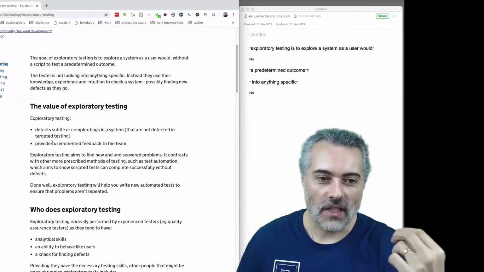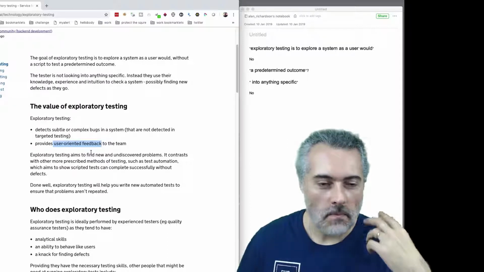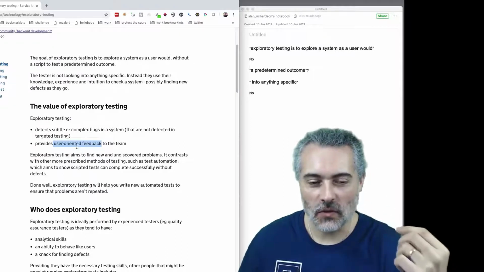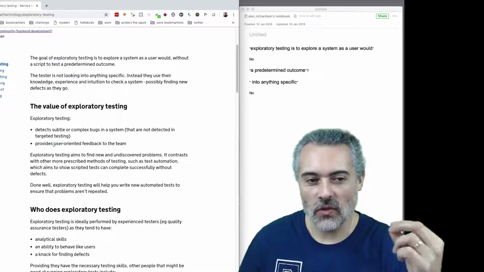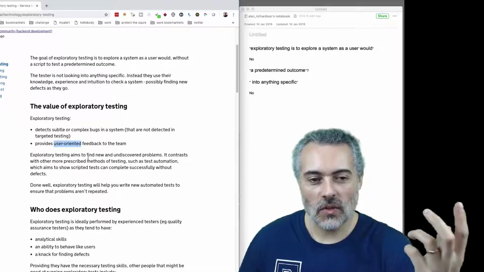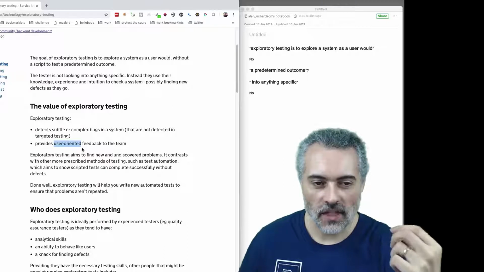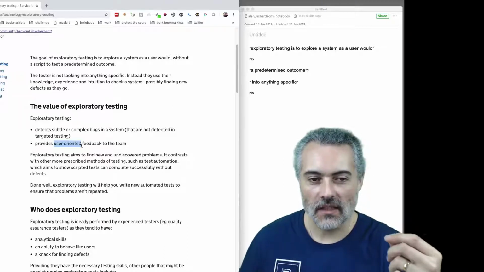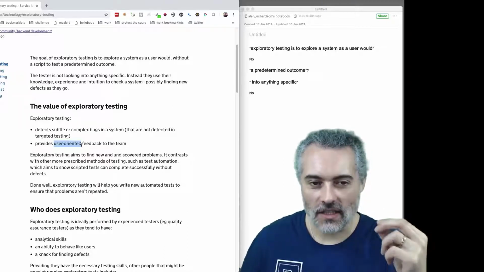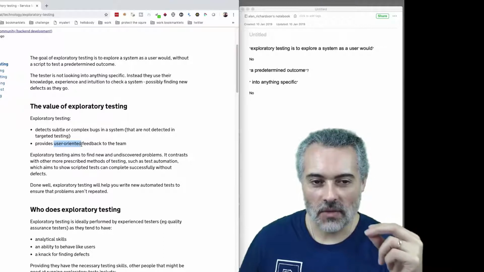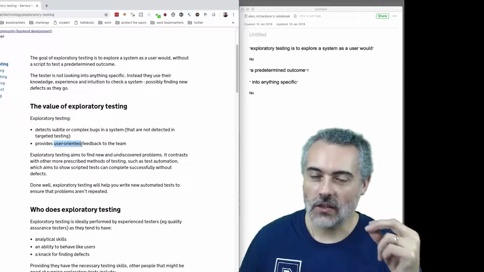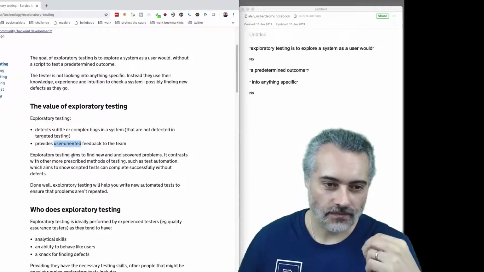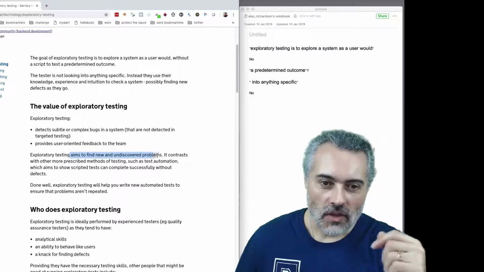The value of exploratory testing is provides user-oriented feedback. Not when I do it, because it's rarely user-oriented. And if you want user-oriented, get the users doing it. Business analysts can provide user-oriented feedback. Like exploratory testing, you want it done by some of the best people that you can, and it's not necessarily user-oriented at that point. New and undiscovered problems.